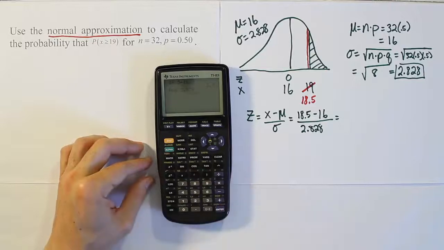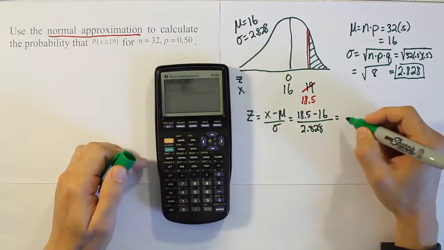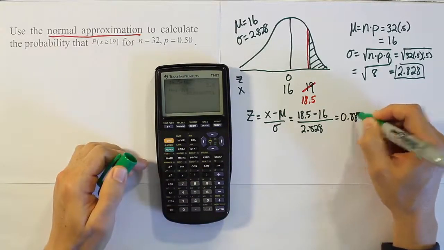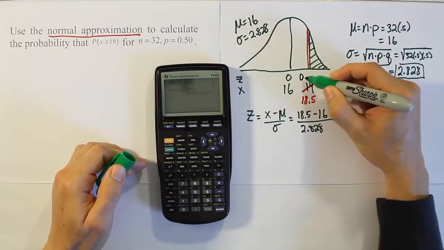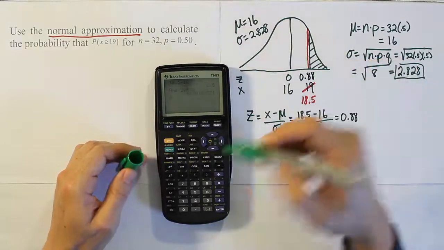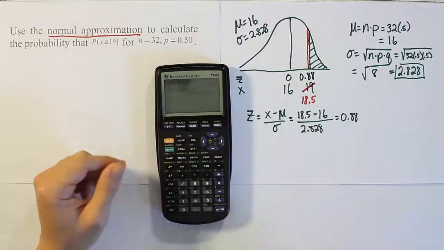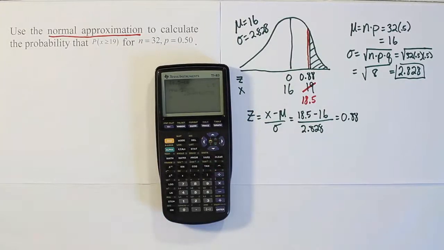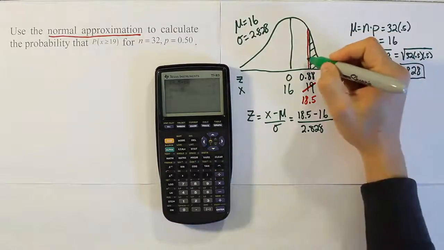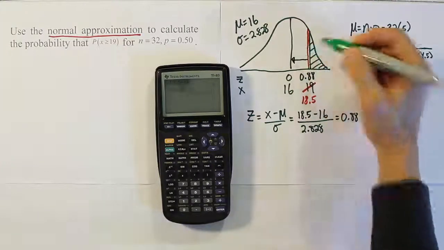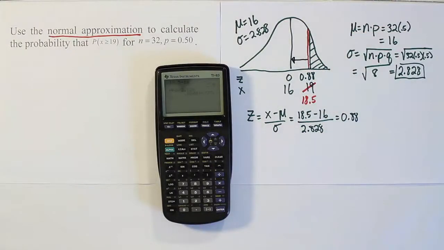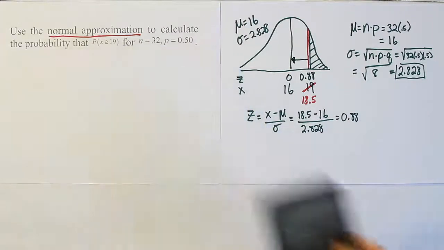2.828. When you do that, you get the answer 0.88 if you round off to 2 decimal places, which we are required to do if we're going to use our z chart. So 0.88. All right, let's go look up 0.88 on the z chart and see what area we get. Please remember that that area will be from here to here, correct? That's not the area we're looking for, so we'll do 0.5 minus that area to get our final answer for the tail.